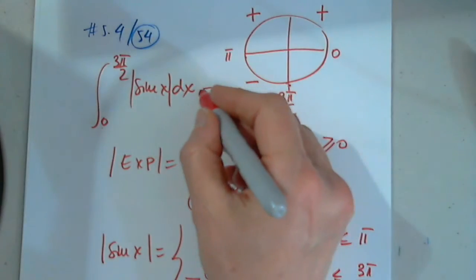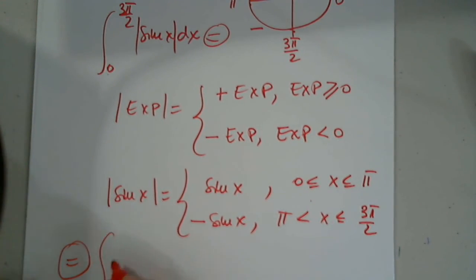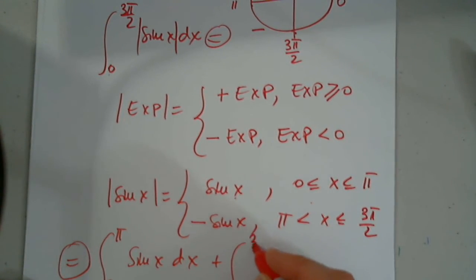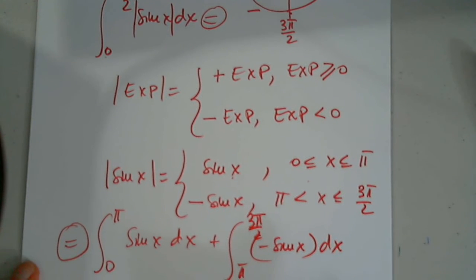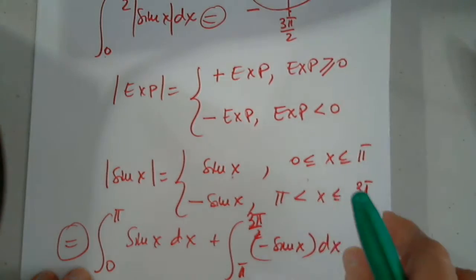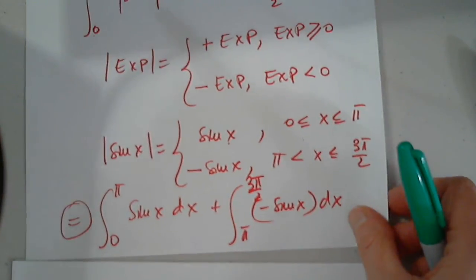So I have to split this integral in two. One of them will be from 0 to pi of sine. The other one will be from pi to 3 pi over 2 of negative sine. And then I just plug in the numbers and find the antiderivative. Is that okay so far? Yeah, the explanation of the unit circle helped a lot. Okay, perfect.